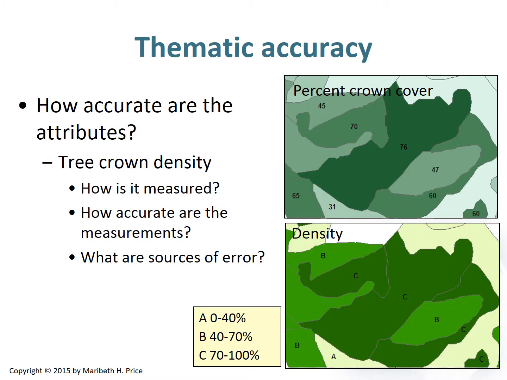Thematic accuracy is a variation of this theme. How accurate are attributes that relate to the theme or the concept of what the data is? Things like tree crown density: how is it measured, how accurate are the measurements, what are the sources of error, how much error is there, that sort of stuff.